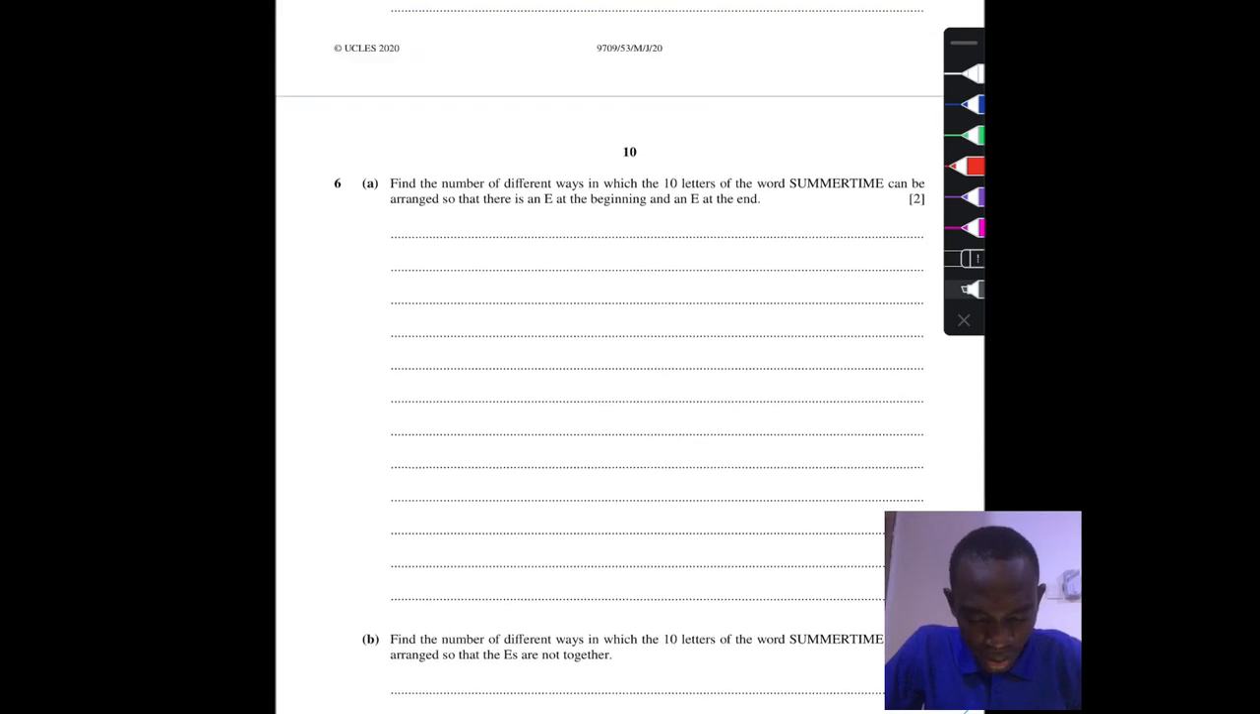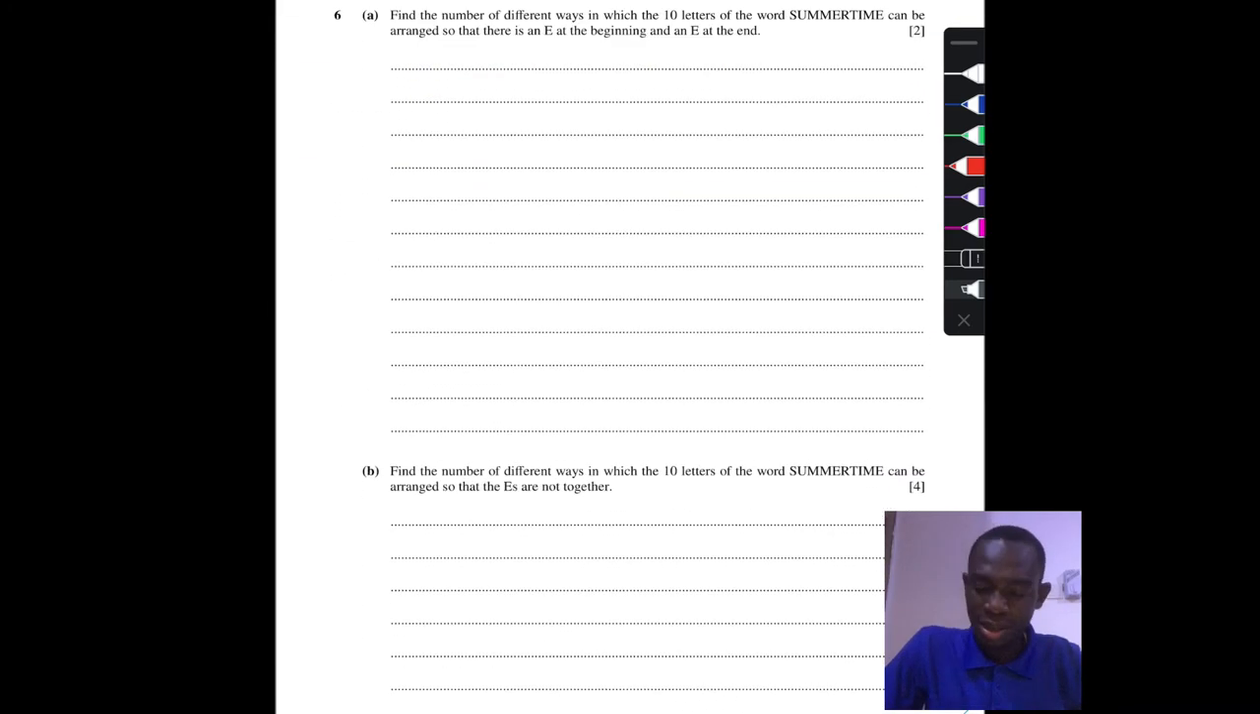Okay, so that is a question about summertime. Find the number of different ways in which the 10 letters of the word summertime can be arranged so that there's an E at the beginning and an E at the end. Well, let's put them down. E starts, E ends. So how many letters are in the middle? You've taken 2 out, so you're left with 8. So that's 8 factorial. But let's see if there are some repetitions.